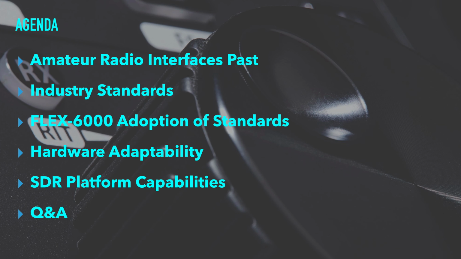So here's kind of an agenda for what the talk's going to be about today. I'll talk a little bit about amateur radio interfaces of the past. These would be everything from serial ports and audio interfaces to radios, that sort of thing. Then I'll talk about what the current industry standards are, not just in the amateur radio world, but also in the commercial world, military, signal intelligence, all that kind of stuff. Then I'll talk about how we've adopted standards in the Flex 6000 radio series and what we think the emerging standards are that are going to be important in the future.